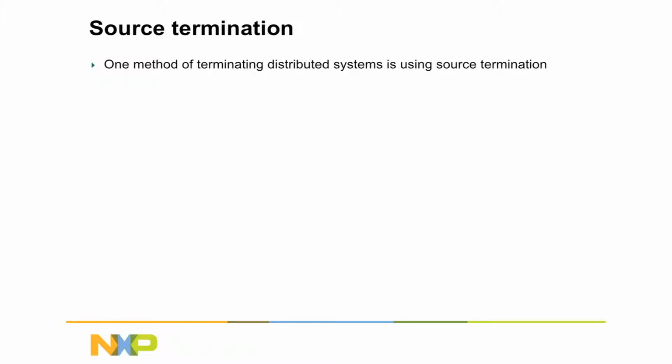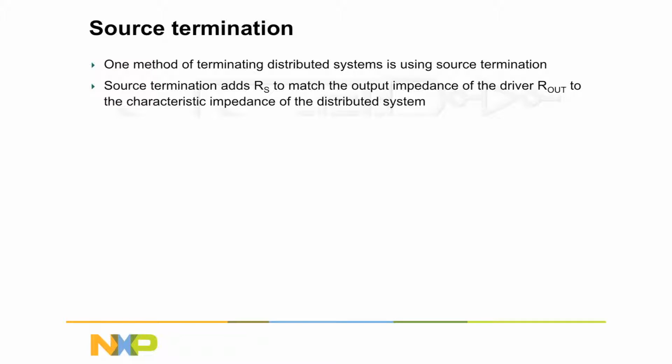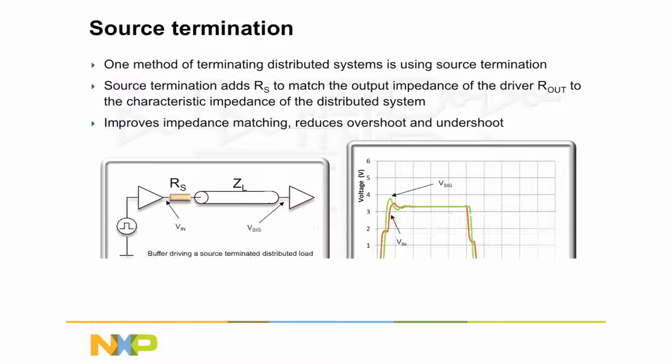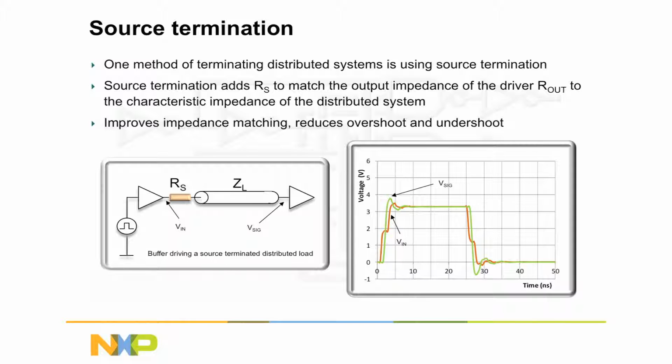To avoid signal integrity issues, one common way of terminating distributed systems is source termination. In source termination, the output resistance of the driver is matched to the characteristic impedance of the distributed system. The matching is done by adding a series resistor, R sub S, between the driver output and the distributed load. The value of the series resistor is set to ZL minus Rout. ZL is the characteristic impedance of the distributed system, and Rout is the output resistance of the driver.